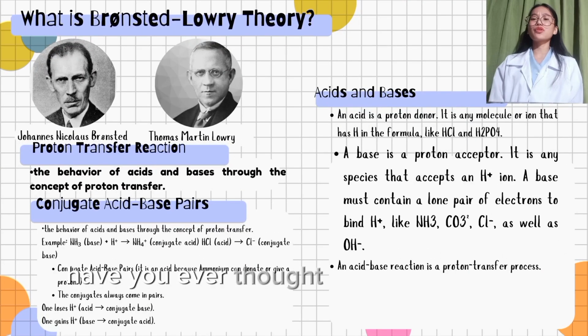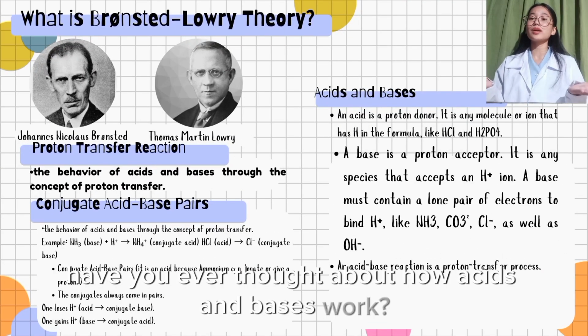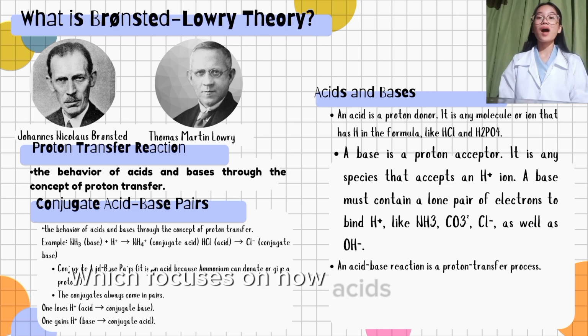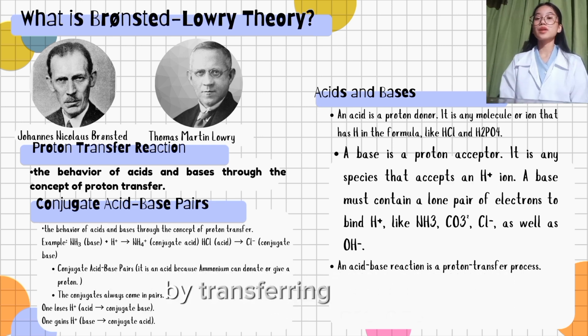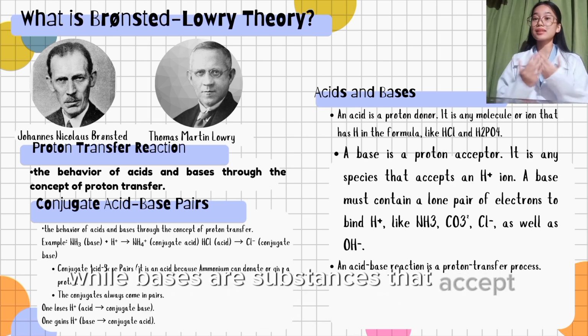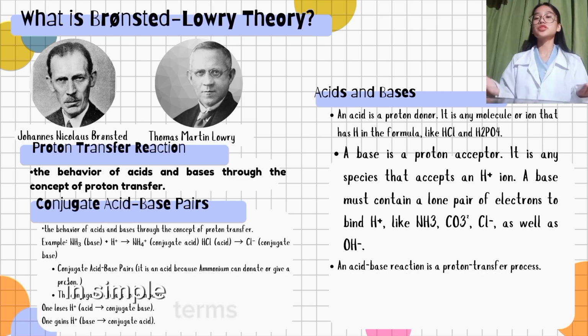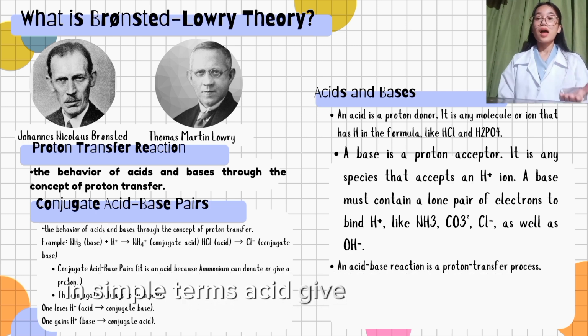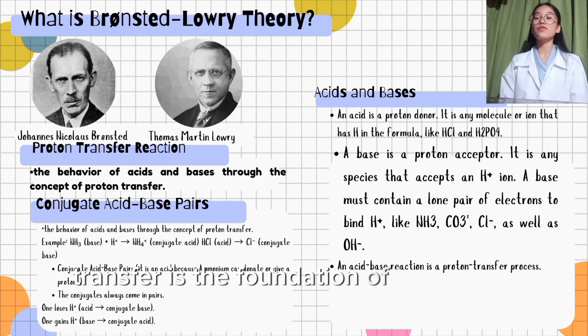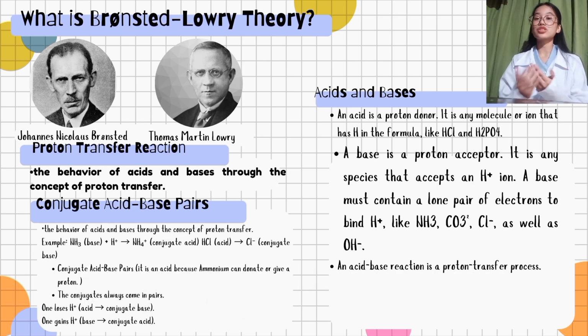Have you ever thought about how acids and bases work? The Bronsted-Lowry theory focuses on how acids and bases react by transferring protons. Acids are substances that donate protons, while bases are substances that accept protons. In simple terms, acids give and bases take. This proton transfer is the foundation of how acids and bases interact.